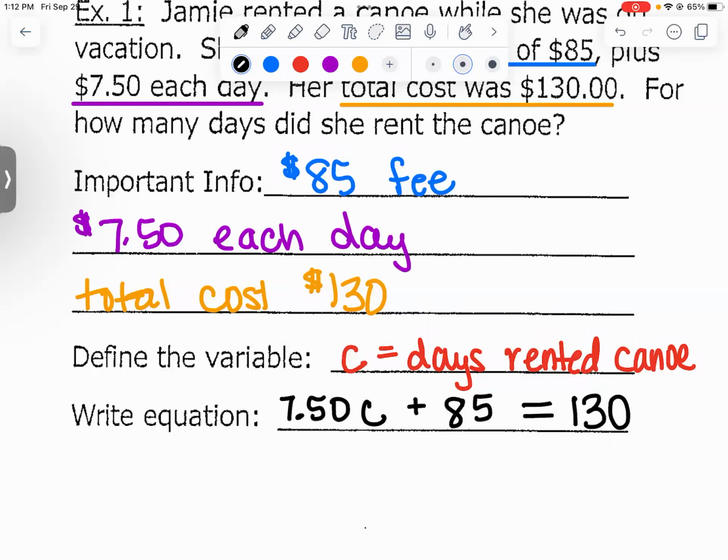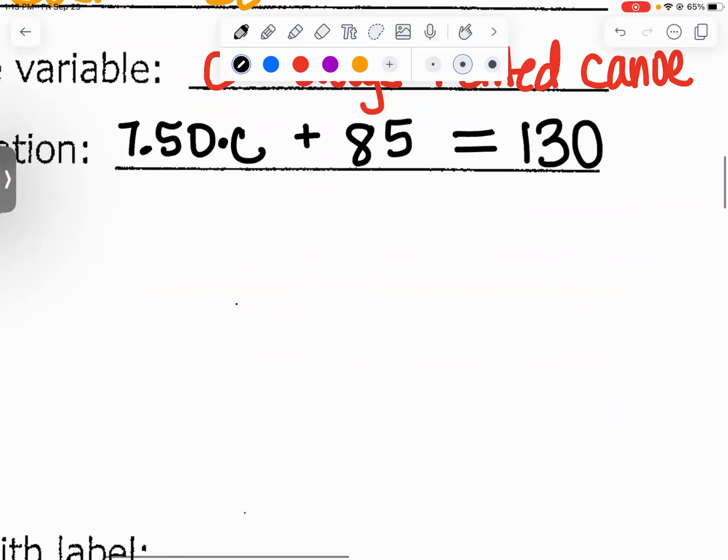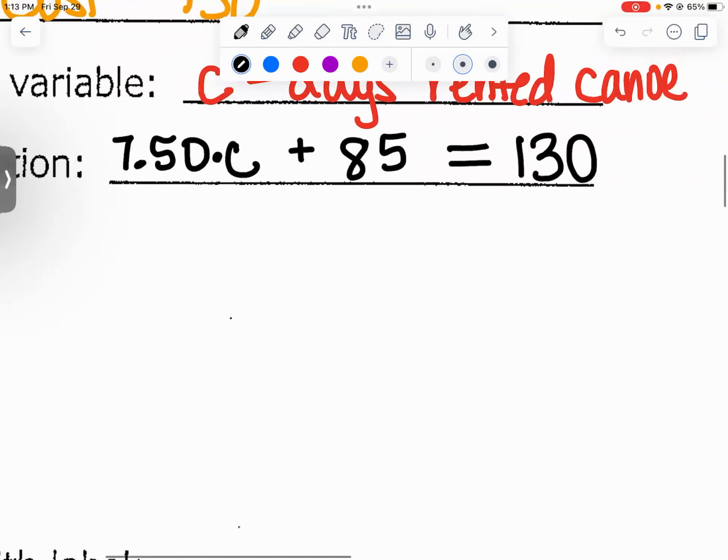Okay. So another way of saying 750 each day would be 750 per day. And remember, per is one of those words that we use for multiplication. So we take 750 per day, so 750 times C per day, plus 85 of the one time C, equals our total. Kayla, are you okay with that equation?